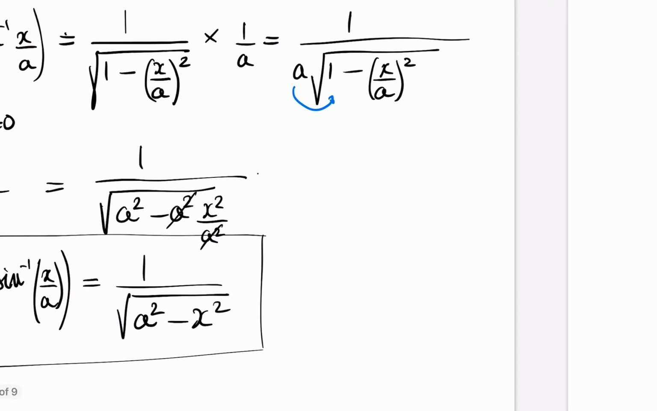Right. Cosine minus 1. So we just proceed exactly the same way as what we did with sine. So let's write y equal cosine minus 1 of x.